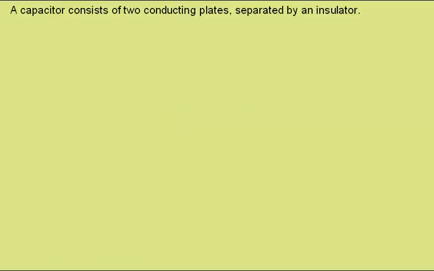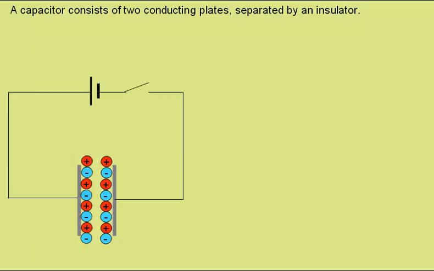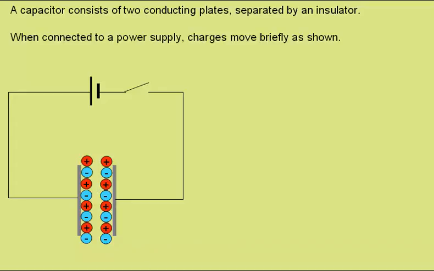Capacitors. A capacitor consists of two conducting plates separated by an insulator. Here we have a simple diagram showing the two capacitor plates, both initially with zero overall charge. They have the same number of positive as negative charges. When connected to a power supply by closing the switch, the charges will move briefly as shown.